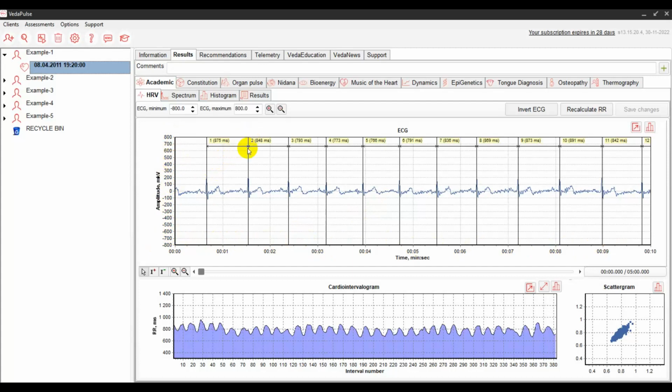The R waves have markers, vertical black lines. The distance between neighboring R waves is called the RR interval. Each RR interval has a sequential number above it. Duration of this interval is shown in milliseconds next to its number.